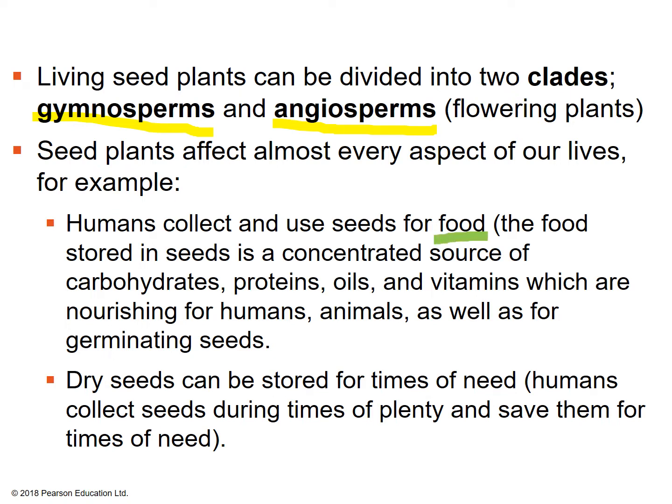The food stored in seeds is a concentrated source of carbohydrates, proteins, oils, and vitamins, which are nourishing for humans, for animals, as well as for germinating seeds themselves. Dry seeds can be stored for times of need. Humans collect seeds during times of plenty and save them for times of need.